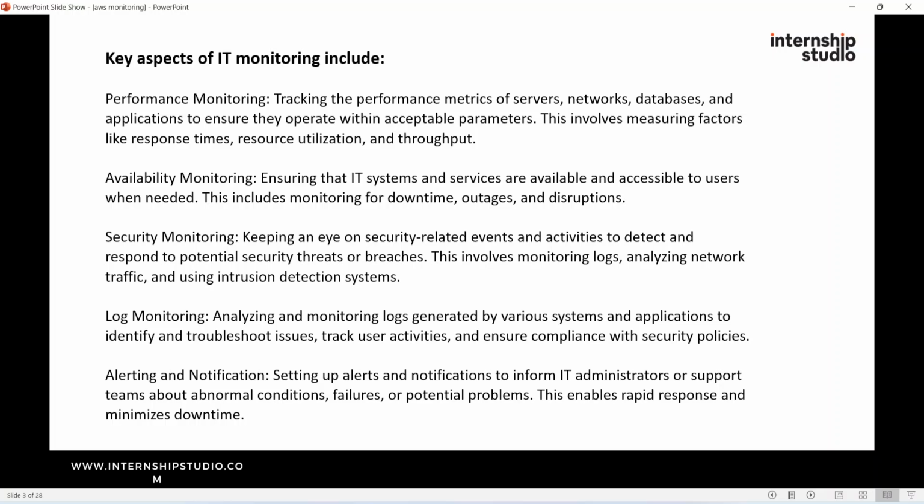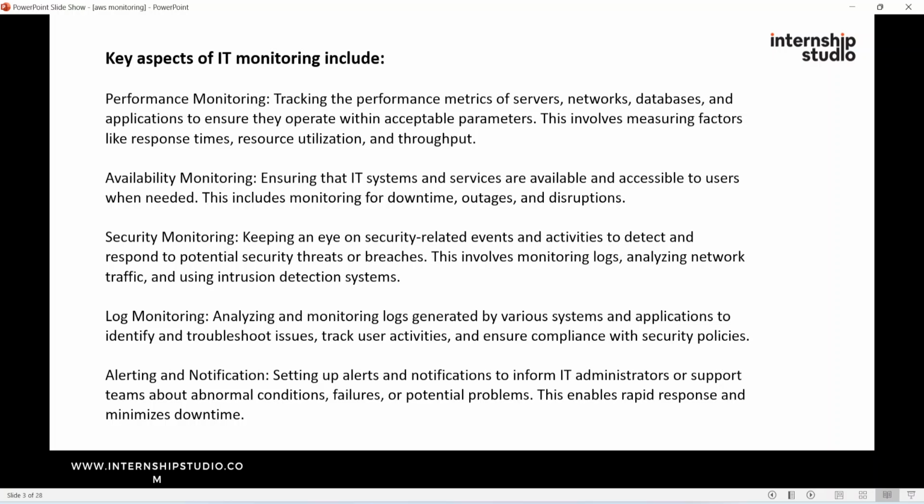Next is the availability monitoring, the second one. It ensures that IT systems and services are available and accessible to users when needed. This includes monitoring for downtime, outages, and disruptions. We'll take another simple analogy here, which is a lighthouse in a stormy night. In seas and all, you have seen lighthouses, right? Which guide the far ships to cruise right to the ports or any direction. So availability monitoring here is like having a reliable lighthouse guiding the ship safely through stormy nights.